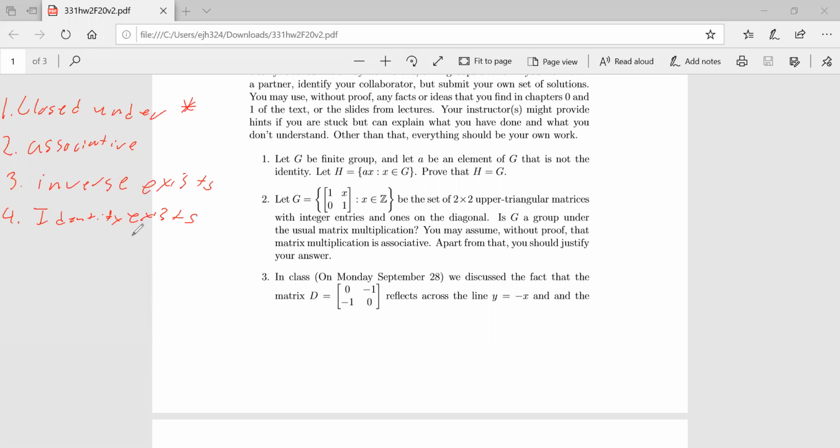And we can state these formally. There exists an E such that EA is equal to AE is equal to A for all A in G. And here you would have there exists an A inverse such that A inverse A is equal to A A inverse is equal to E for each A in G. So first, let's check number 4. Is there an identity element?